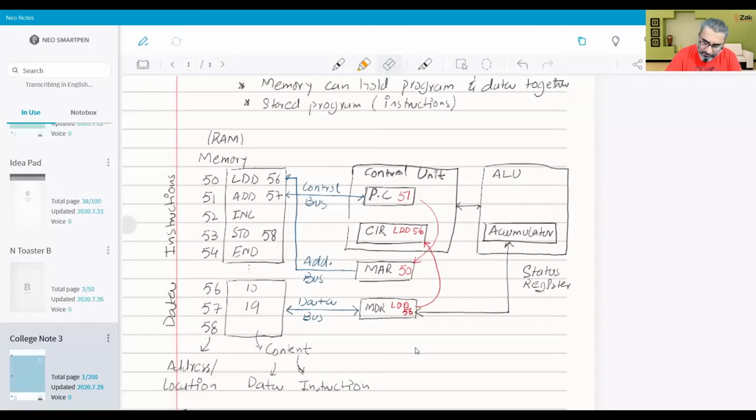This is something new for those who are coming from O-level, because the status register is not part of the syllabus in O-level. This status register is also under control of the ALU. Now, what this status register does, it is also a general purpose register which is used for so many things.